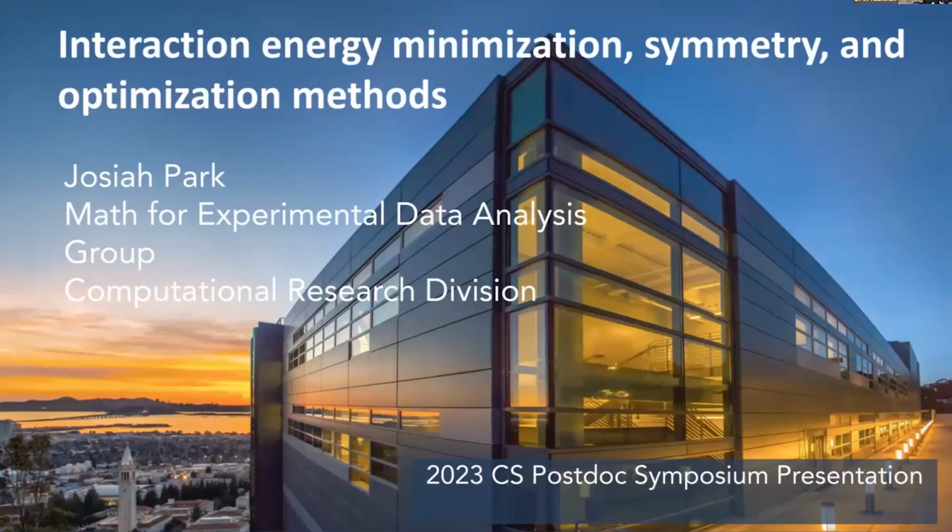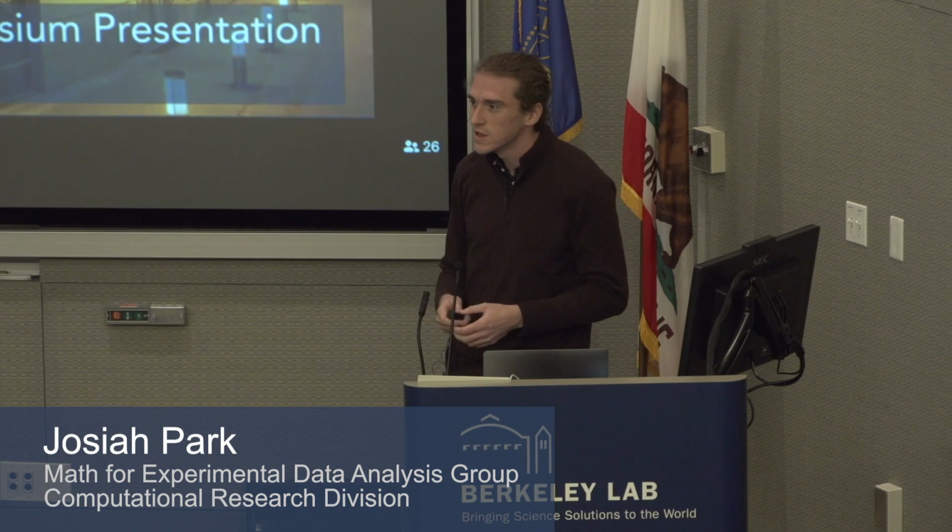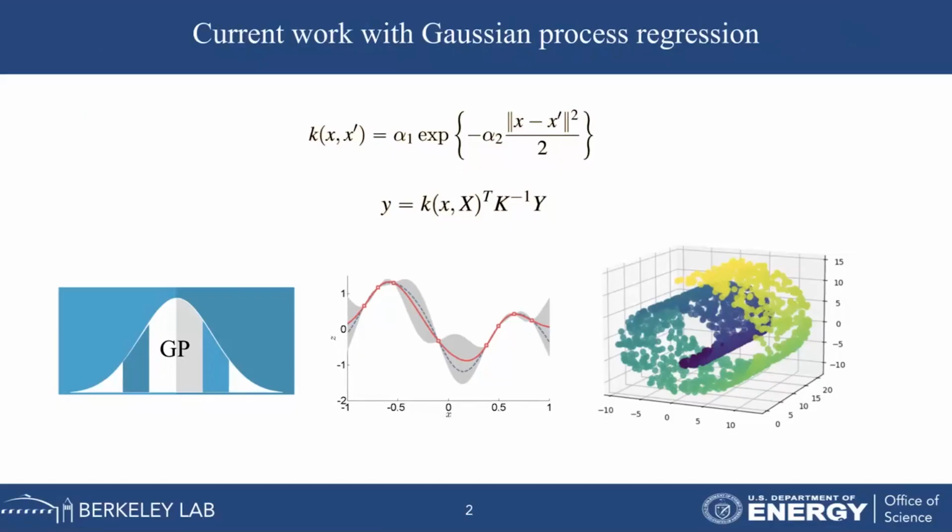So I am in the Math for Experimental Data Analysis group. Today I'm going to talk about interaction energy optimization problems related to computational chemistry, mathematical biology, and signal processing, specifically some communication problems. The work that I'm mostly going to talk about is previous work before I began here at LBL. I just started in the last month.